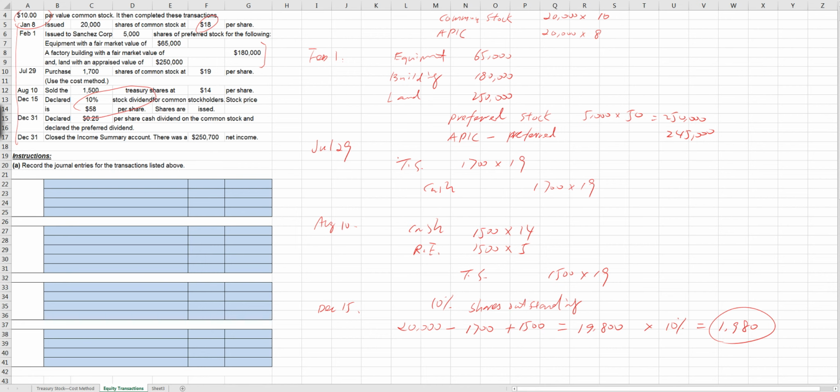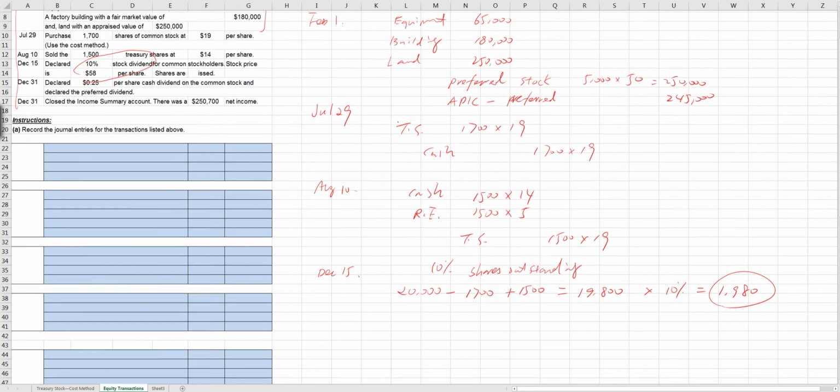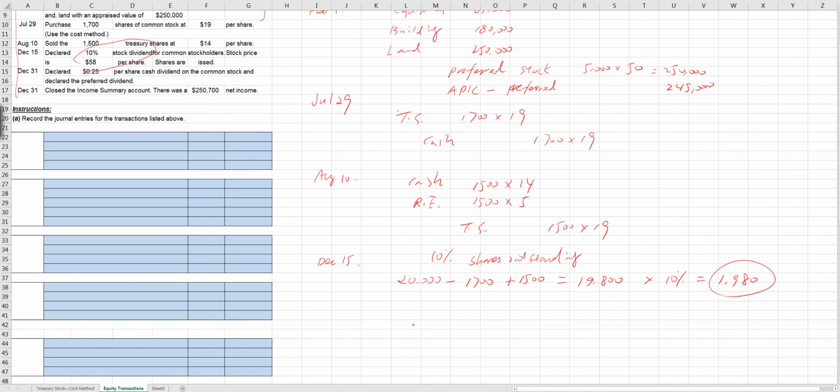Now we can do the journal entry. So we're going to debit retained earnings. It's funded by retained earnings, multiplied by the stock price at the issuance date. If it's a large stock dividend, then we're going to use a par value.